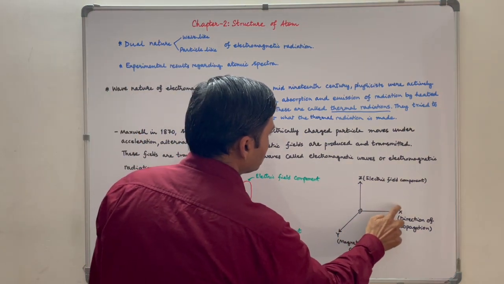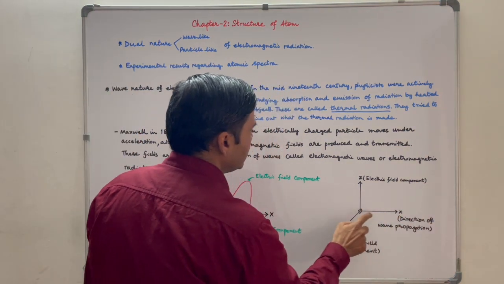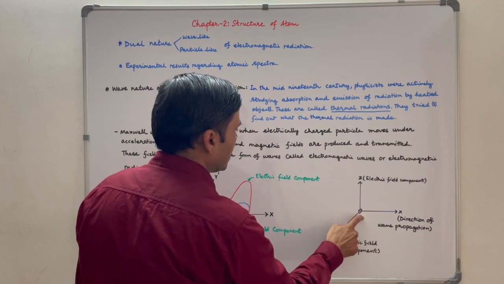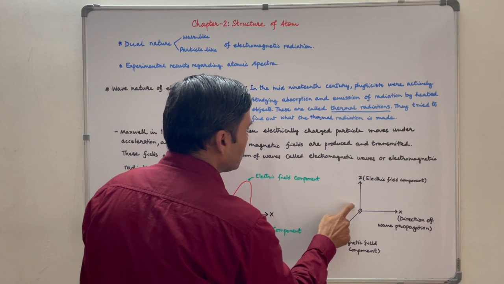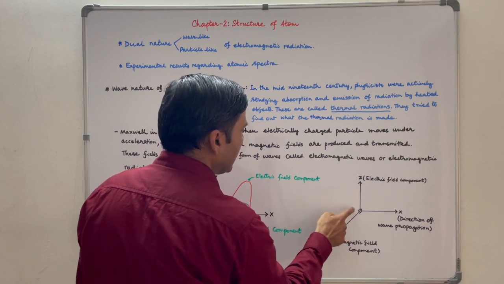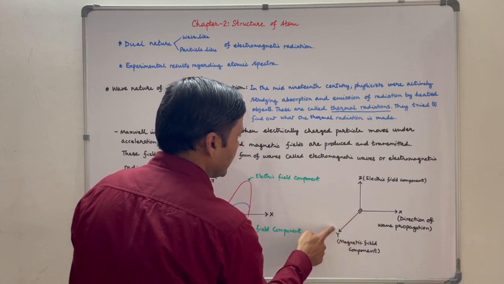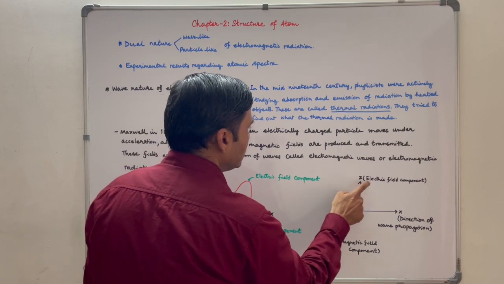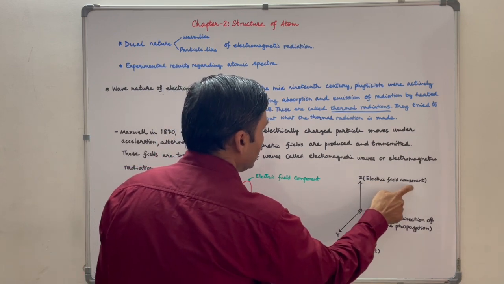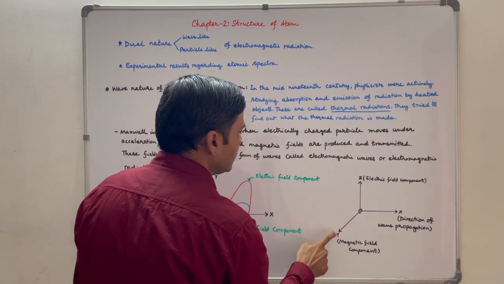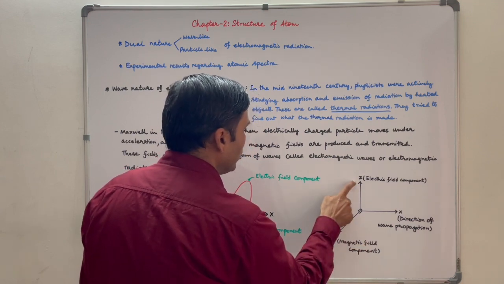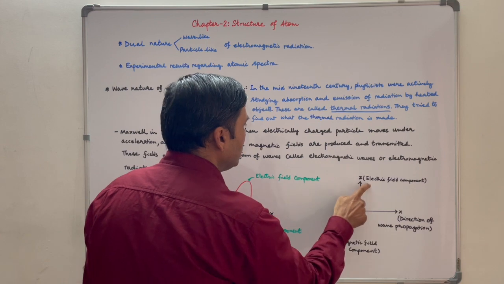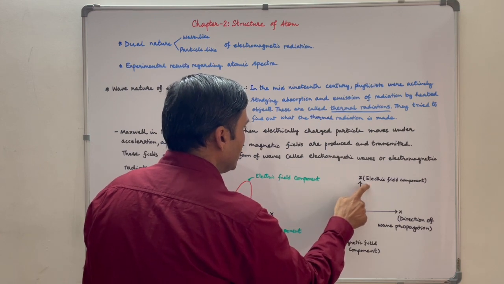Suppose a wave is propagating along x-axis generated by oscillating charged particle. Then this wave will have two components, one propagating along z-axis and another propagating along y-axis. Along z-axis, this is oscillating electric field component, and along y-axis, this is oscillating magnetic field component. These two wave components will have equal amplitude, wavelength, frequency, and velocity.